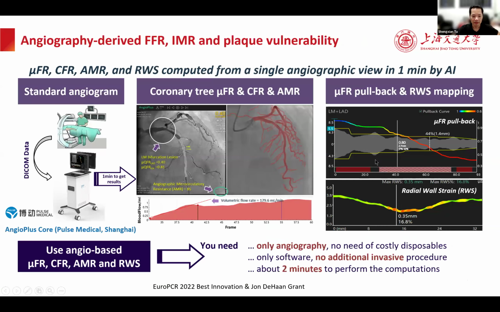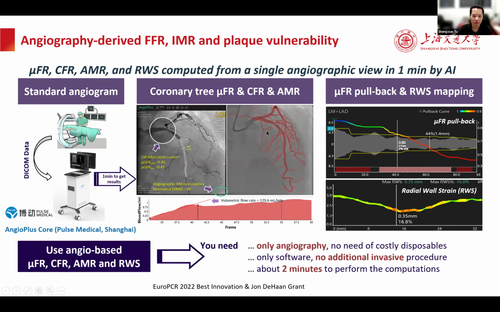So I'm going to the next, the angio. For the angio, we proposed a more comprehensive analysis from a single angiographic run. We can derive the physiology, the latest version called MUFA, and then we can also calculate angiographic microcirculation resistance. And recently, we extended to volumetric analysis instead of single vessel analysis. I will come to that later.